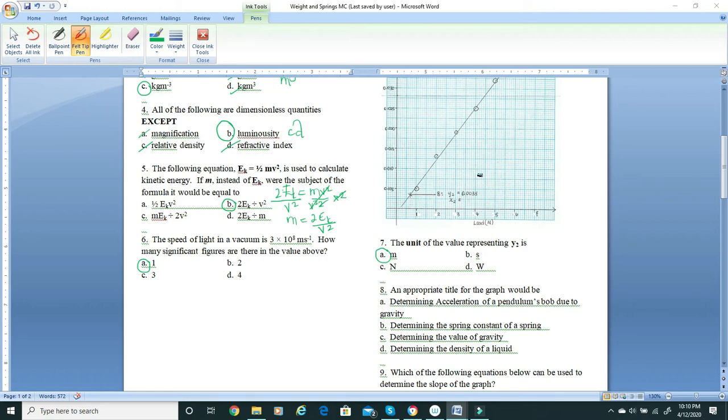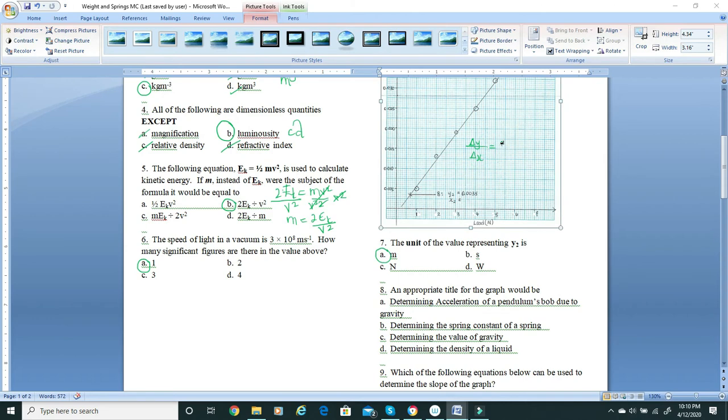So basically the units of this, if you have delta y over delta x, the units would definitely be meters over newtons. And the spring constant is actually newtons per meter, because that's the force. So you will be finding the inverse of the slope. So this is how you solve for the slope. So the answer here will be determining the spring constant of the spring.